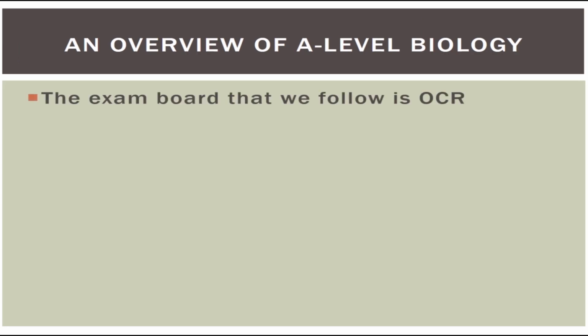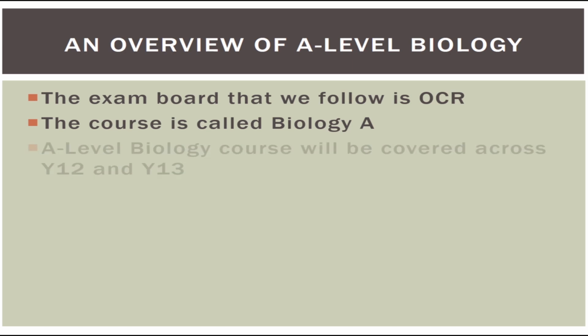The exam board we follow is OCR, and it's really important that you do take note of this, that we do follow the Biology A syllabus. OCR has two biologies, Biology A and Biology B, but Davenant cover Biology A. The A-Level Biology course will be covered over 2 years. It is a linear course, so you will learn a series of 6 modules which will be assessed at the end of year 13.